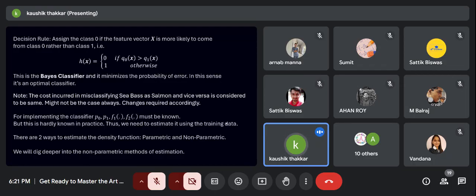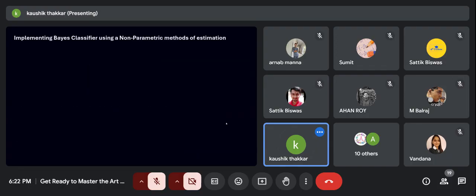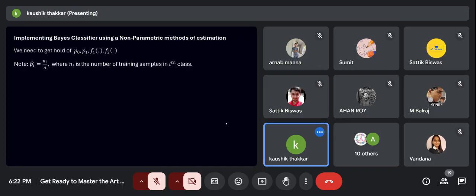There are two ways to estimate the density functions: parametric and non-parametric. I guess the audience is aware of the difference between the two methods. For today we will dig deeper into the non-parametric methods of estimation, right? So we'll try to implement the Bayes classifier using a non-parametric method. For implementing this, we just need to get hold of P0, P1, F0, and F1. If we get these four quantities, then we are done, right? So we will estimate these things.